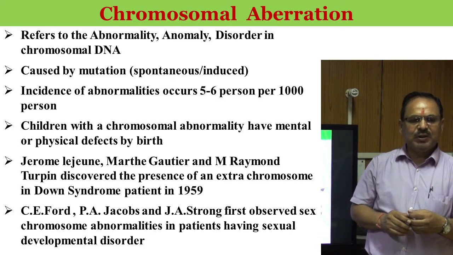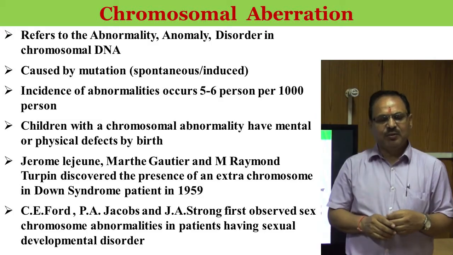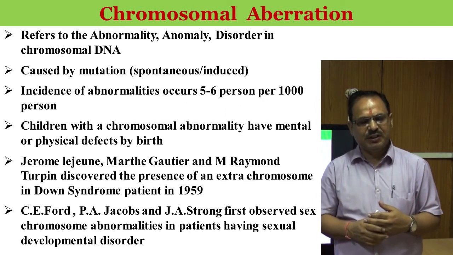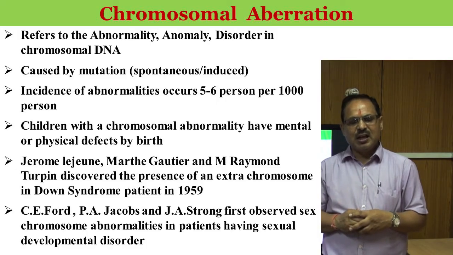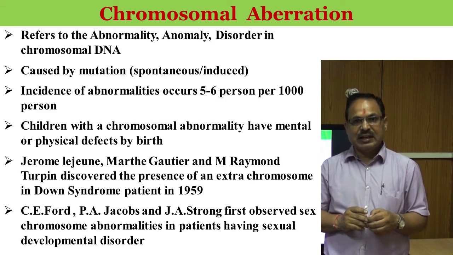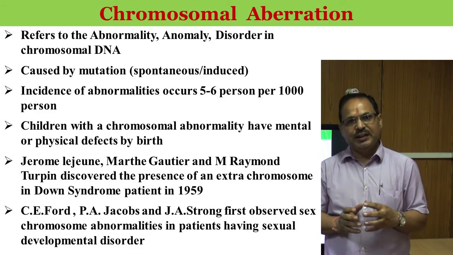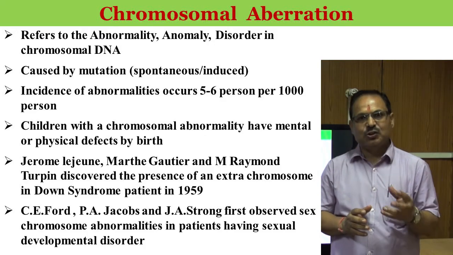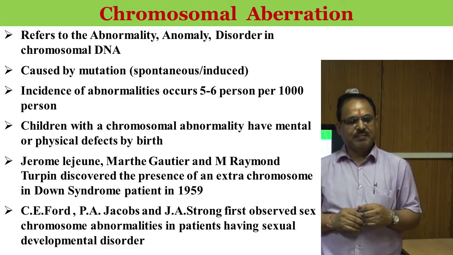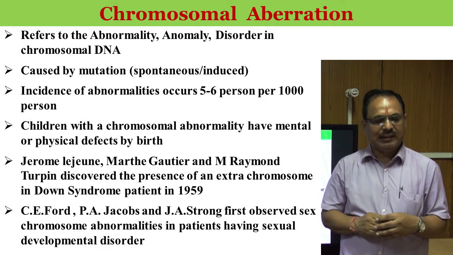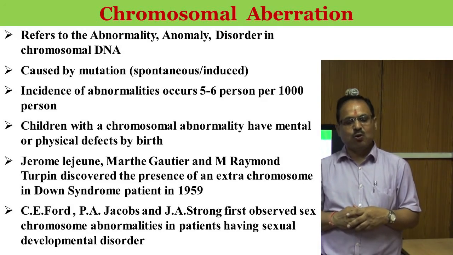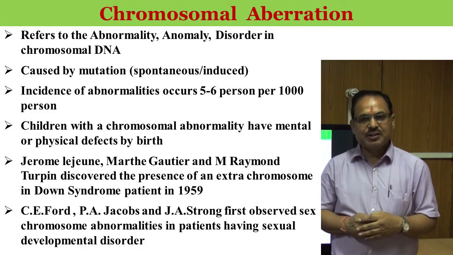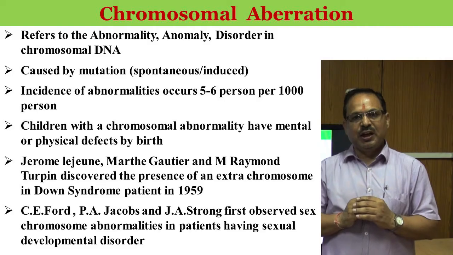However, chromosomal aberration plays a very effective role in origin, evolution, speciation and other variations. Children with chromosomal aberrations have mental or physical defects from birth. Any progeny or individual carrying chromosomal aberrations shows retardedness right from birth. Scientists Jerome Lejeune and Raymond Turpin discovered the presence of an extra chromosome in Down syndrome patients in 1959. Ford, Jacobs and Strong first observed chromosome abnormalities in patients having sexual development disorders.